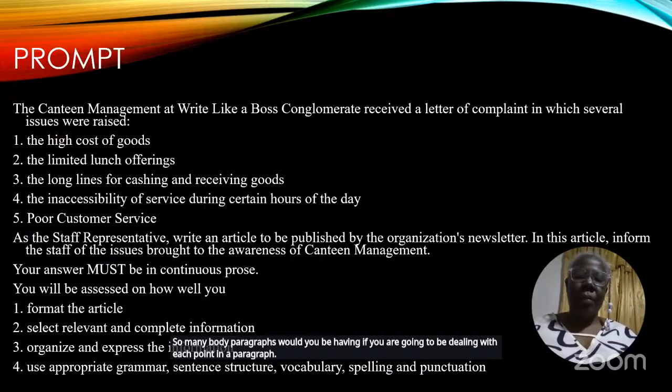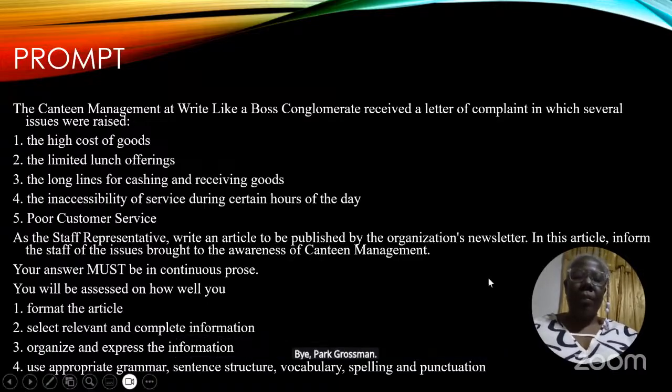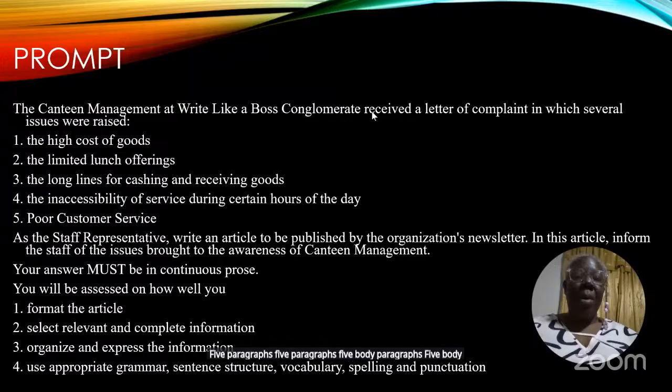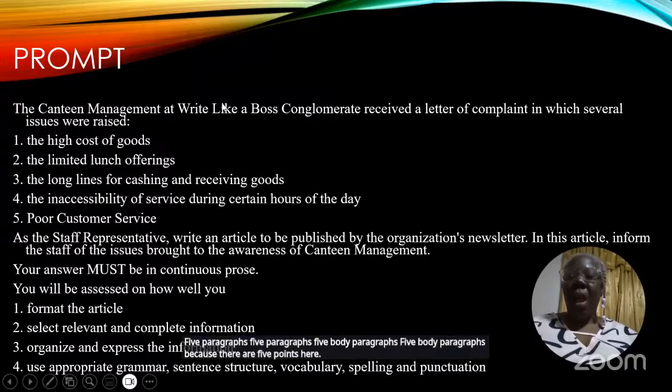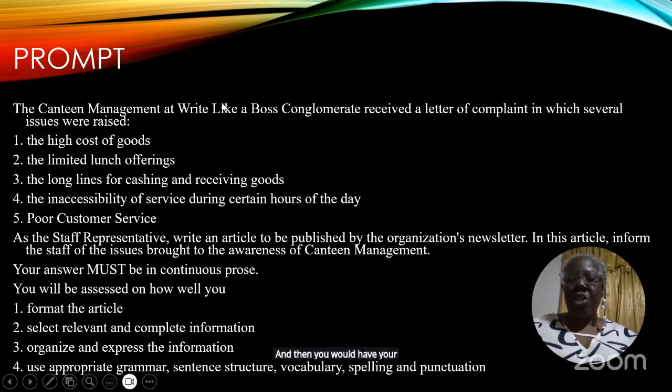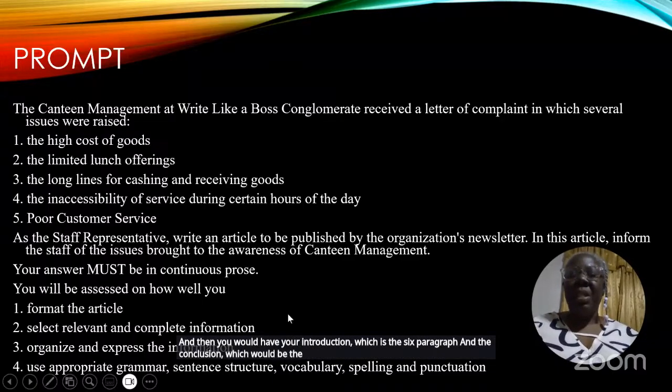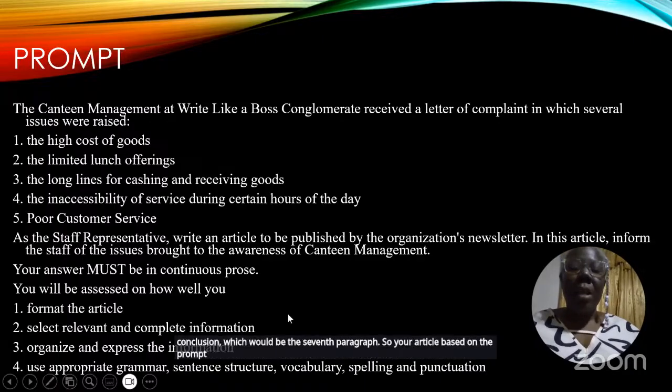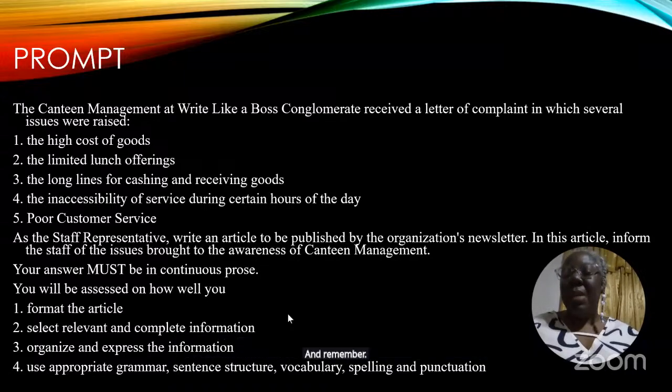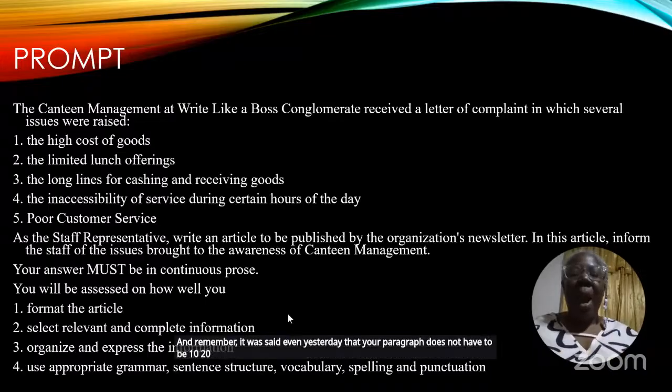5 paragraphs, ma'am. 5 body paragraphs because there are 5 points here. And then you would have your introduction, which is the 6th paragraph, and the conclusion, which would be the 7th paragraph. So your article, based on the prompt, would easily be a 7 paragraph piece. And remember, it was said even yesterday that your paragraph does not have to be 10, 20 sentences. Your paragraph can be 4, 3, 5 sentences.